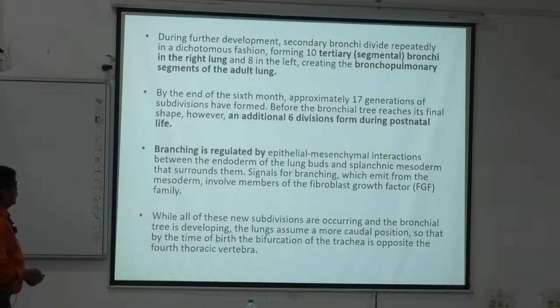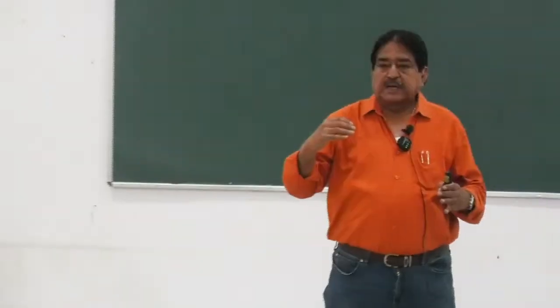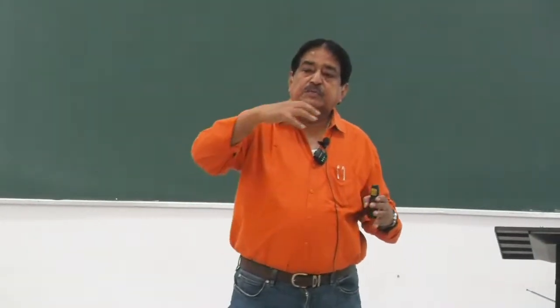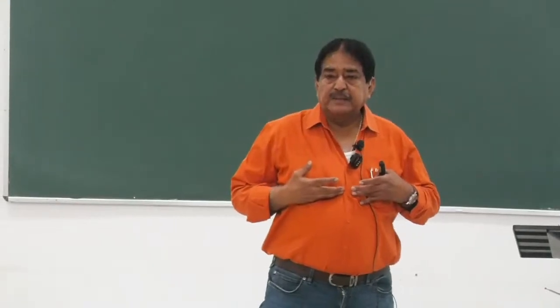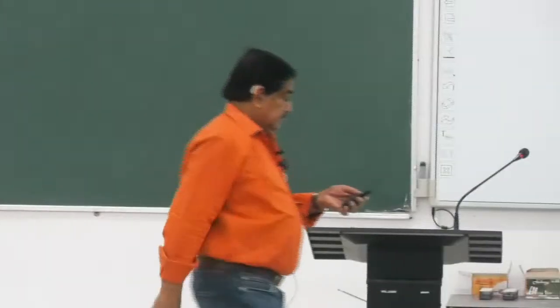While all of these new subdivisions are occurring and the bronchial tree is developing, the lungs assume a more caudal position, so that by the time of birth, the bifurcation of the trachea is opposite the thoracic vertebra. It is in the mid-level of the foregut. Then slowly it develops and takes position in the thoracic cavity, the caudal part.